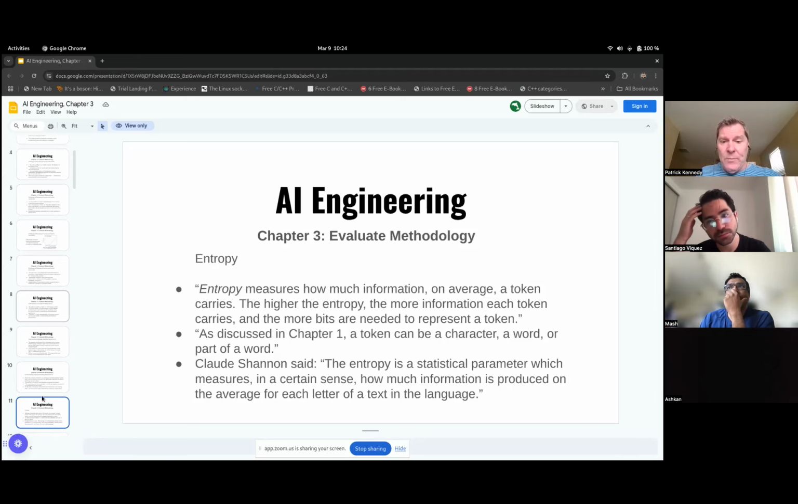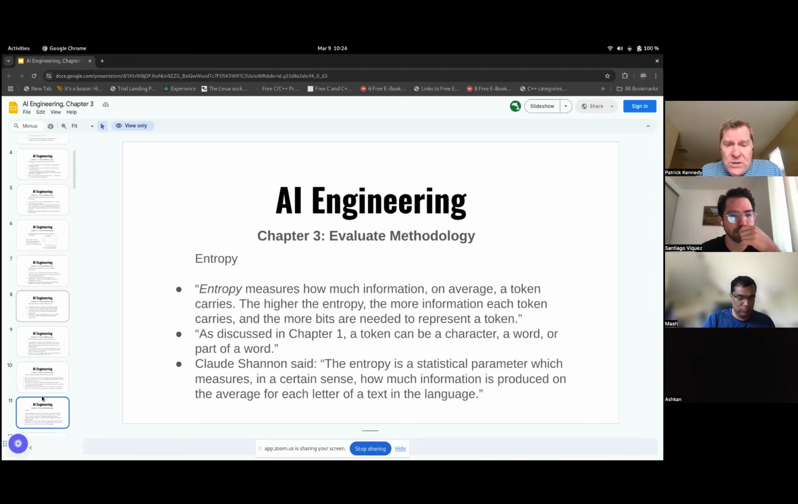As discussed in chapter 1, a token can be a character, a word, or a part of a word. And Claude Shannon's theory, he originally did it more on a character. So his ideas were extended with complementary ideas. So now a token can be more than just a character. It could actually be a word or a part of a word. Tokenization, which we had already discussed in chapter 1.